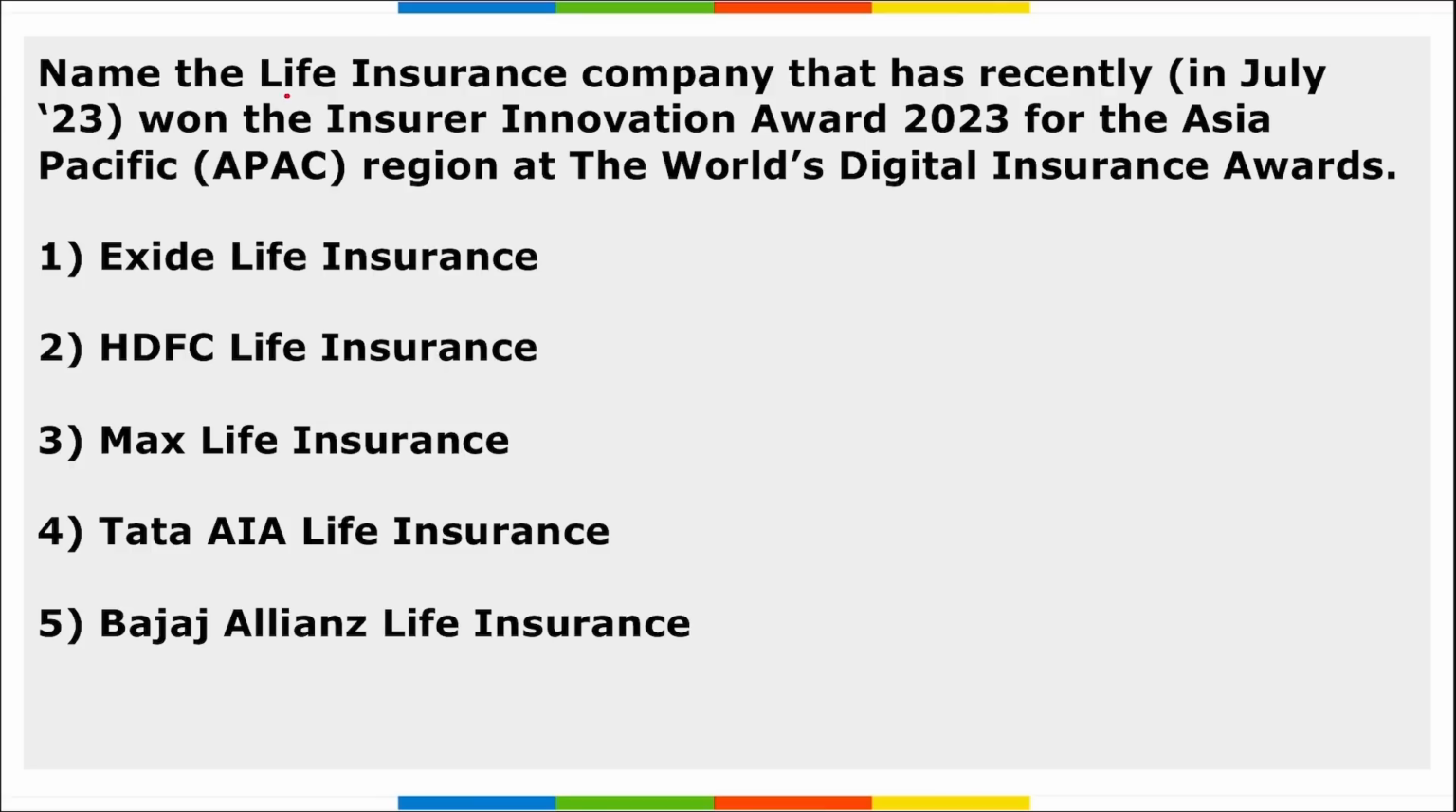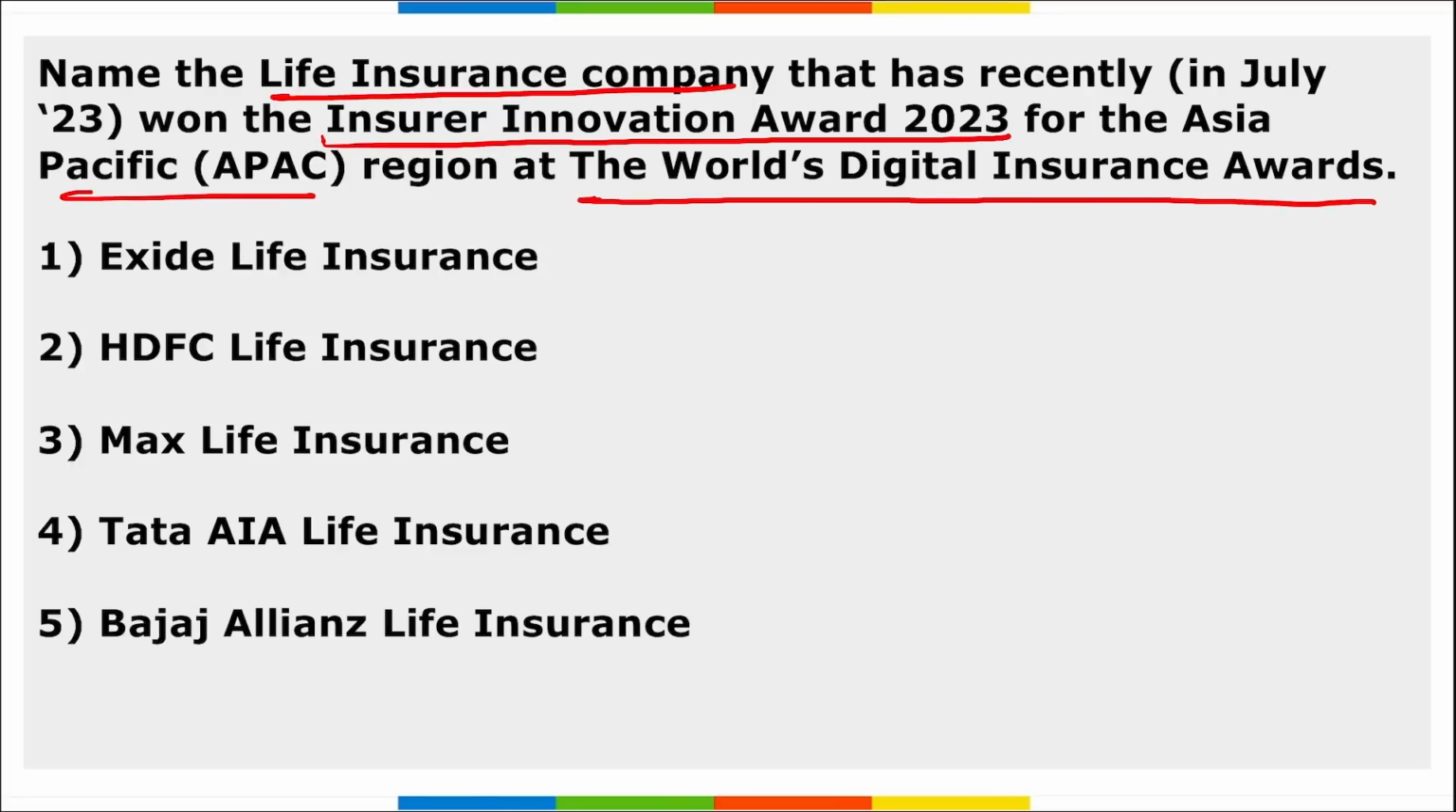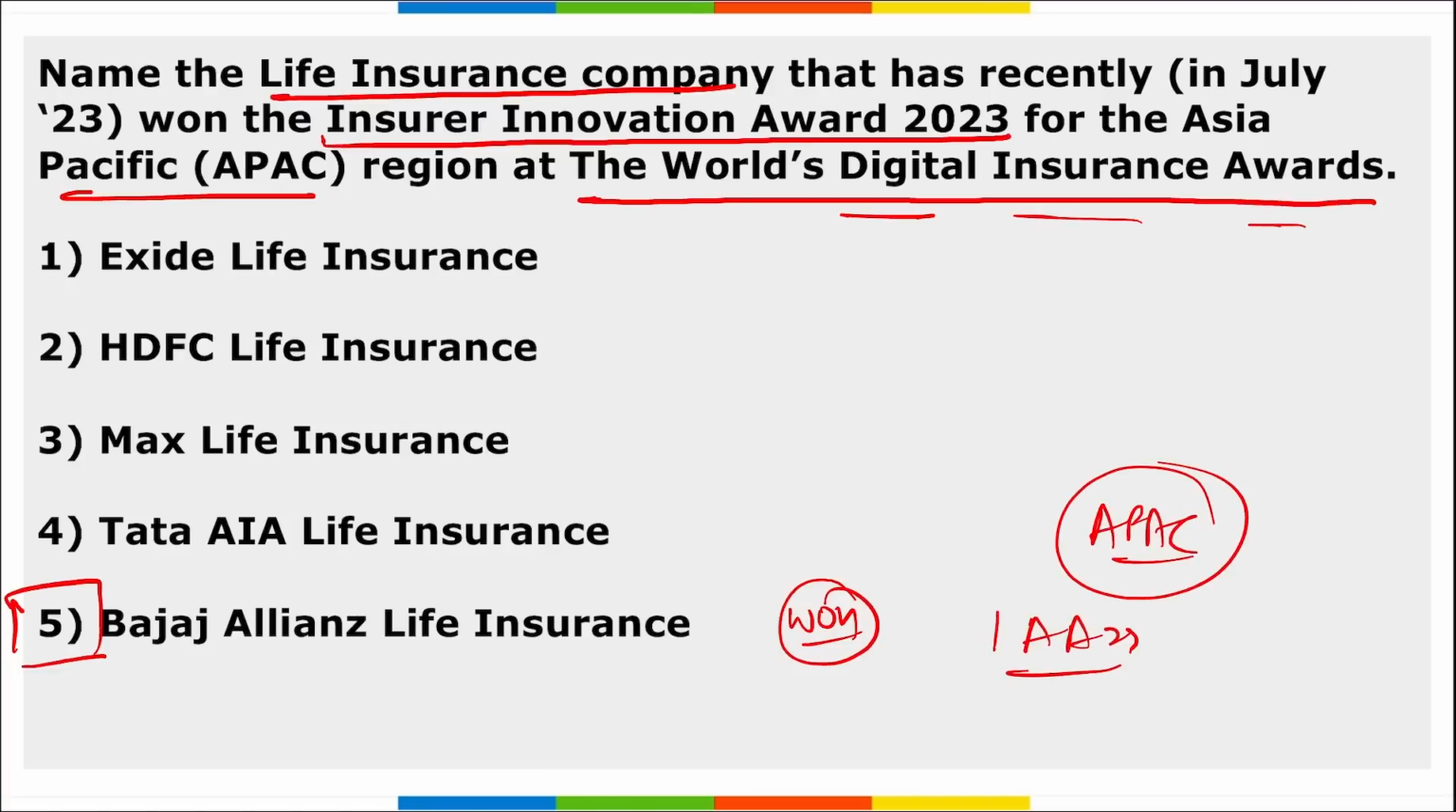territories. Next, name the life insurance company that recently won the Insurance Innovation Award 2023 for the Asia Pacific region at the World's Digital Insurance Awards. So which is it? It is your Bajaj Alliance Life Insurance, correct? This is the life insurance company. They have won this Insurance Innovation Award 2023 for the Asia Pacific region at the World Digital Insurance Award, correct? Here remember, Bajaj Alliance Life Insurance, they developed a customer bot to self-serve and resolve the queries, correct? That is a bot, that means it will be helping as a customer care and it will be solving all the queries and questions asked to it.